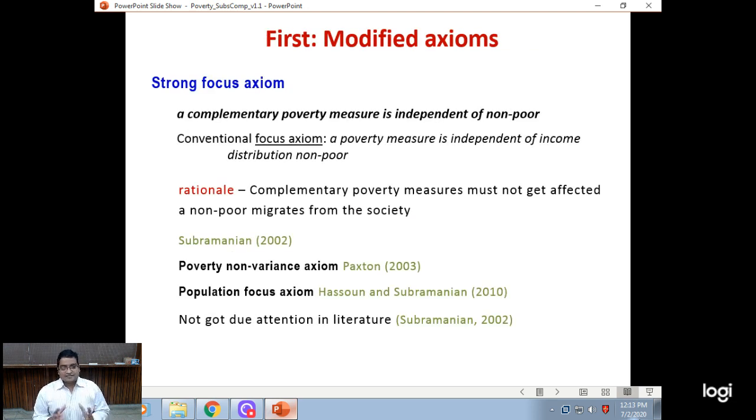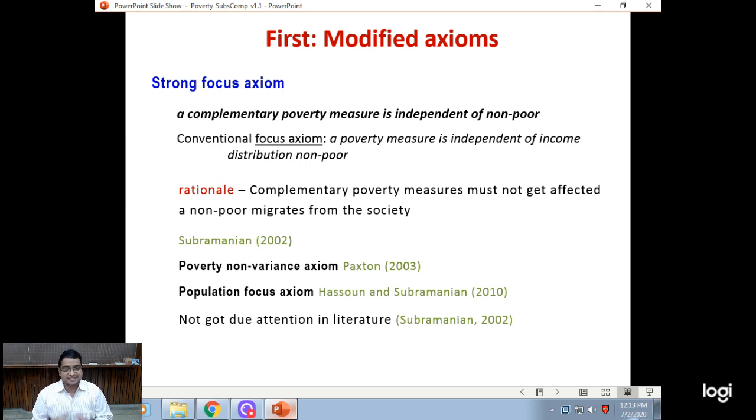In the first category we have four such axioms. The first axiom is, you can say, the reason for which the notion of the poverty line gets ingrained. In the next four slides I will present the existing axiom and the modified axiom which we are proposing for the complementary poverty measure. In all these four slides, you would find one particular phrase underlined, and that phrase corresponds to the original axiom. Originally, this particular axiom is known as the focus axiom.